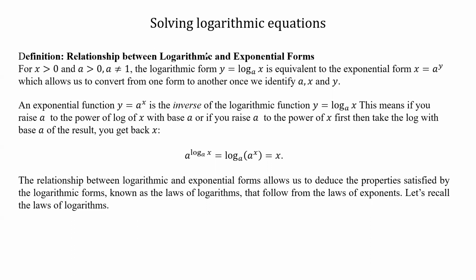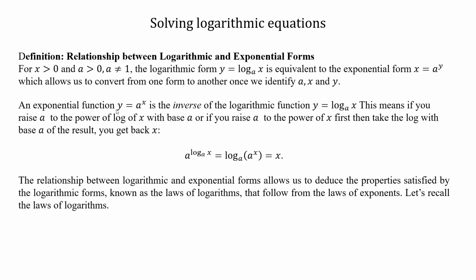Definition: relationship between logarithmic and exponential form. For x greater than 0 and a greater than 0 and not equal to 1, this logarithmic form is equivalent to the exponential form. This exponential form allows us to convert from one form to another once we identify a, x, and y.